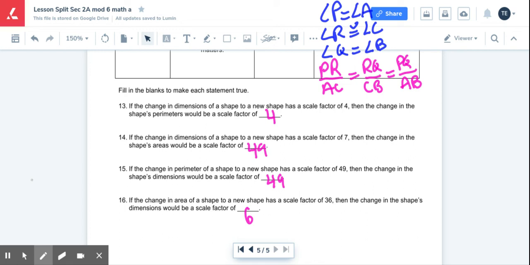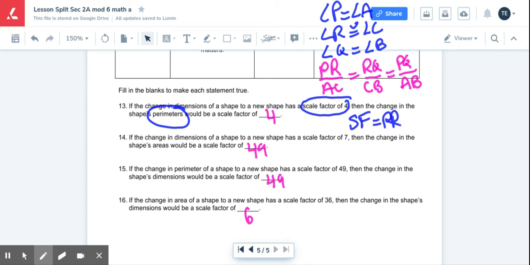If they changed the dimension of the shape by a scale factor of 4, so that means it made it 4 times as big, then the change in the perimeters? Well, we know that the scale factor is equal to the perimeter ratio. So if one's 4, the other one is 4.